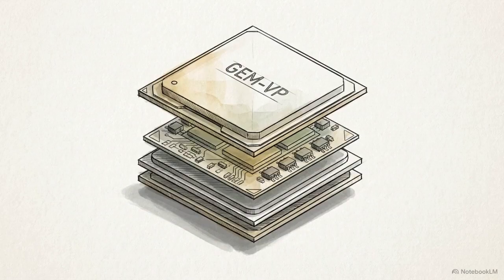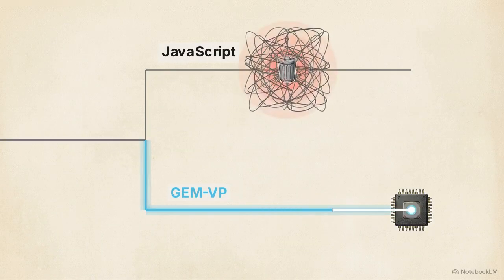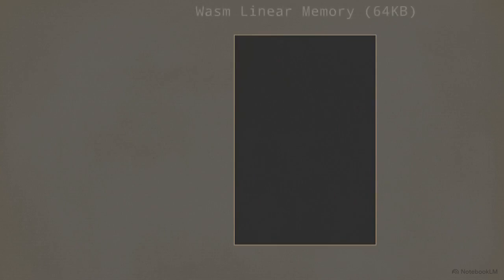That execution layer is GEM-VP, a minimalist runtime environment. To achieve absolute determinism, this engine bypasses traditional JavaScript and its garbage collection mechanism entirely. Garbage collection is an automated memory management process that periodically pauses system execution to clean up unused data, causing unpredictable latency spikes. This diagram maps a 64 kilobyte block of WebAssembly linear memory, a low-level format executing at near-native speeds.